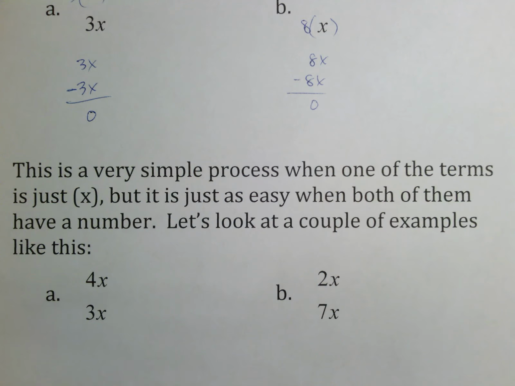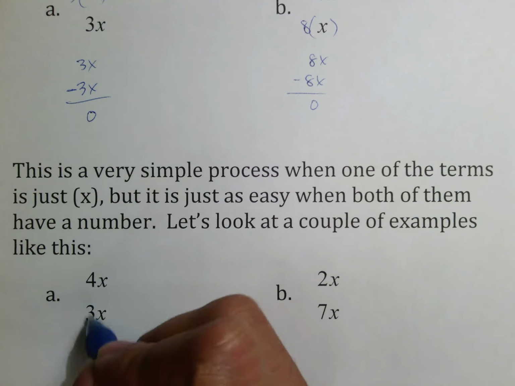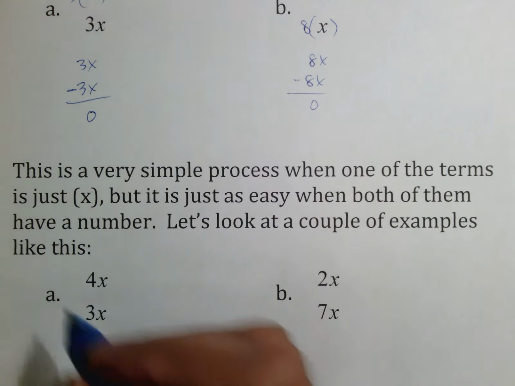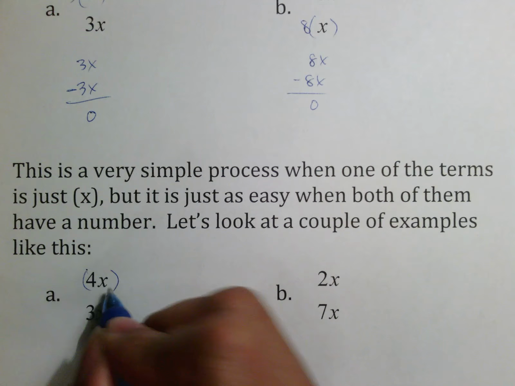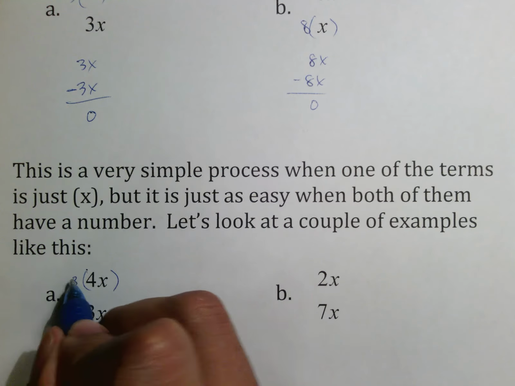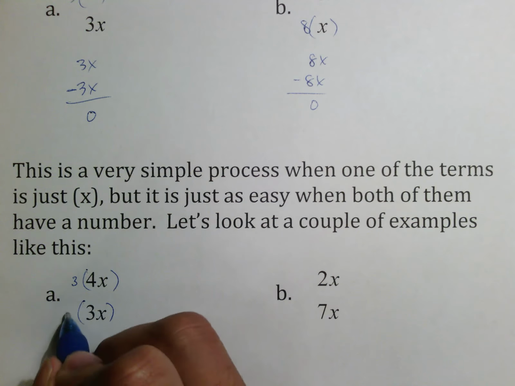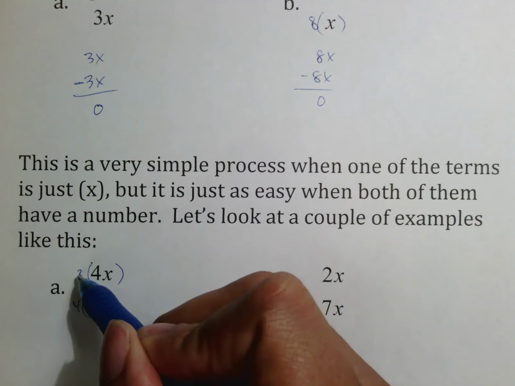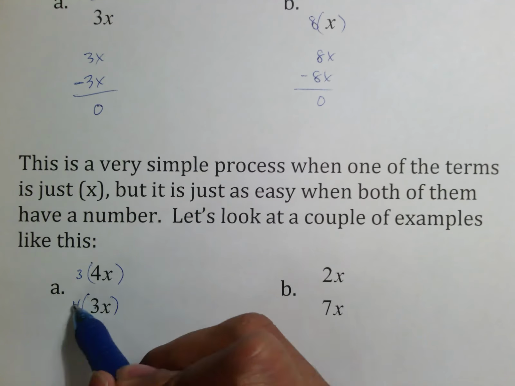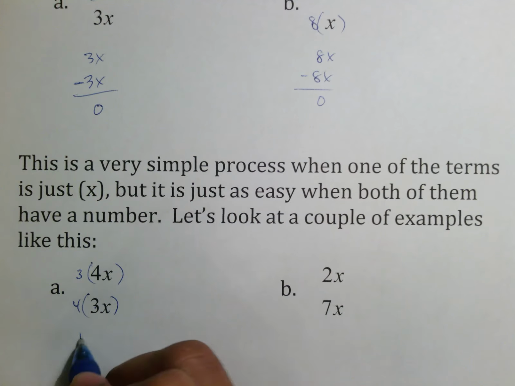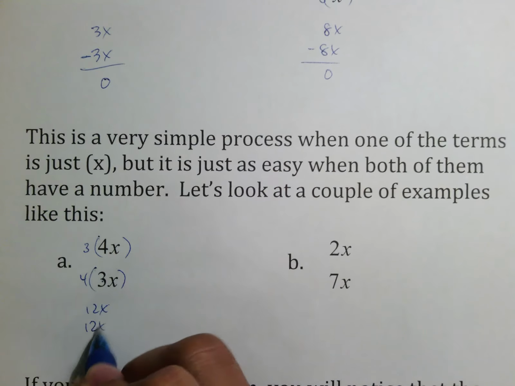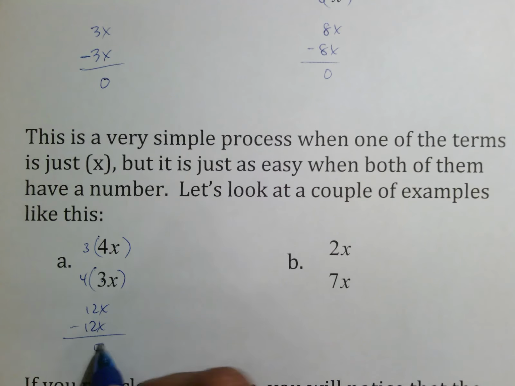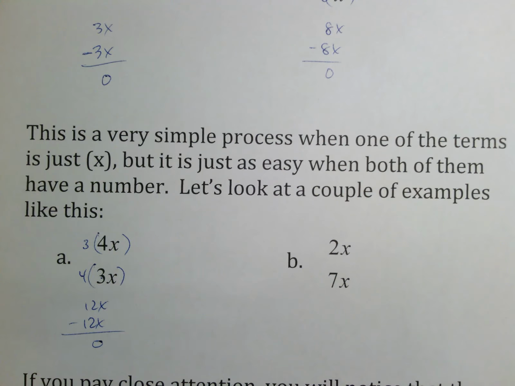It is a very simple process when one of the terms is just an x, but it's just as easy when both of them have a number. Watch this. 4x and 3x. 4 and 3 meet at 12 from what I know, which means I have to multiply this by 3 to make it 12. Have to multiply this by 4 to make it 12. But notice what I did. I simply took the bottom number and multiplied it up. I took the top number and multiplied it down. This makes 12x on the top. It makes 12x on the bottom. Switch the bottom sign. You end up with 0.